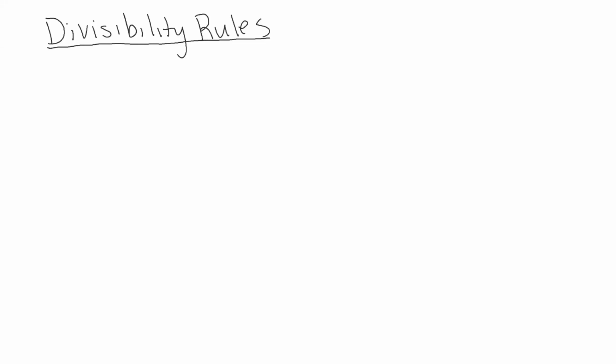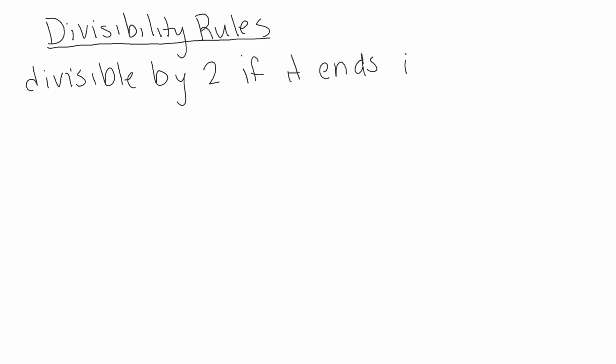Okay, so a number is divisible by 2 if it's even. And even numbers end in 0, 2, 4, 6, or 8. So if a number ends in 0, 2, 4, 6, or 8, it would be considered even and it is divisible by 2. All right.